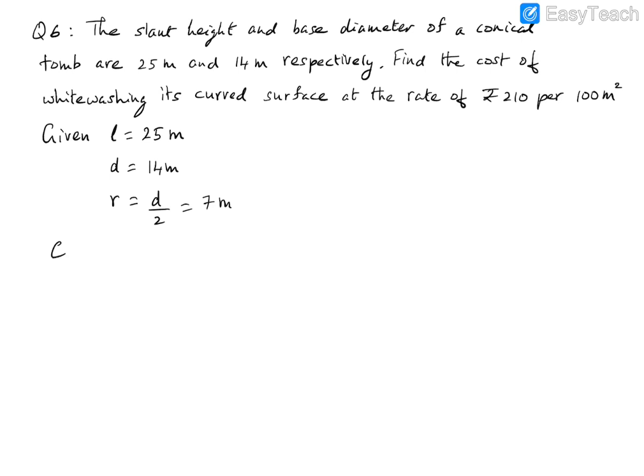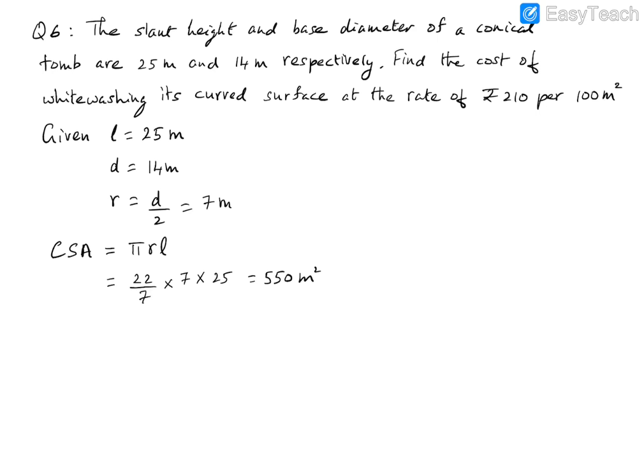So I'm going to write CSA, curved surface area, and the formula for that is pi RL, which is equal to 22 by 7. R we have obtained as 7 meters, and we have L as 25 meters. Solving this, 7 and 7 will cancel out, so we get 22 into 25 as the curved surface area for the conical structure, which is equal to 550 meters square. So we have got the curved surface area value for the conical structure now.